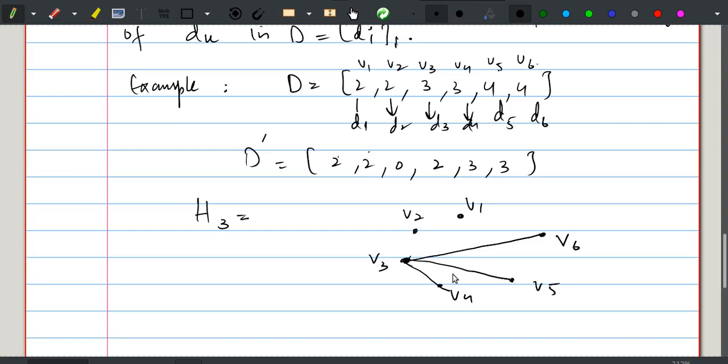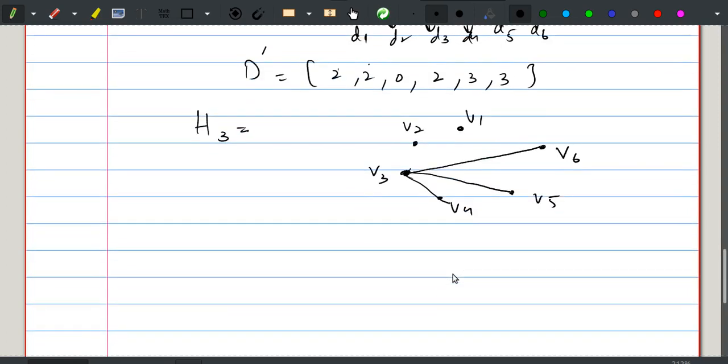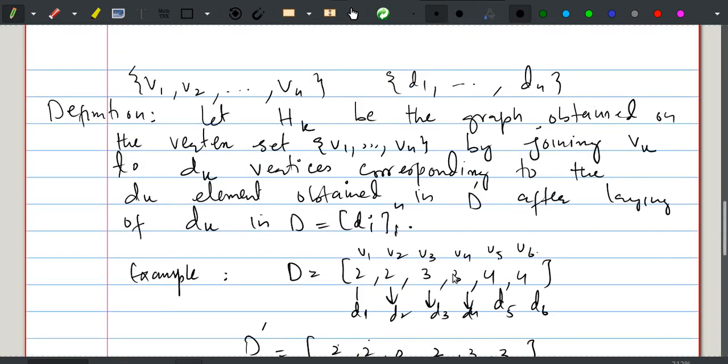So this is the graph h3, and this hk is the subgraph obtained by laying off dk.